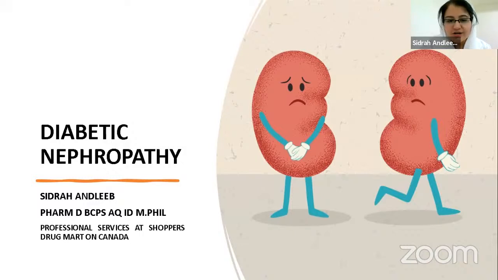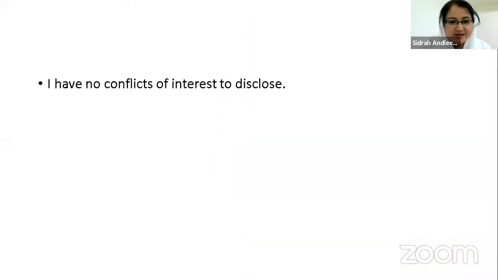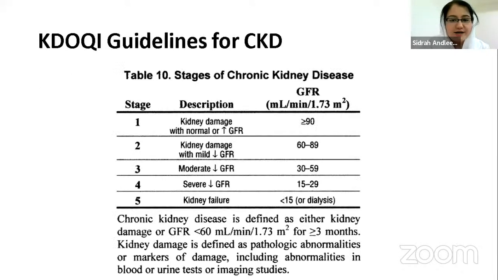And now we're going to talk about a chronic version of kidney disease. So I will be talking about diabetic nephropathy. It is usually a chronic condition which usually develops over a period of time. And yeah, I know, conflicts of interest. We're going to talk about the prevalence and the pathophysiology and the management. And the management has a lot of categories in chronic kidney disease.